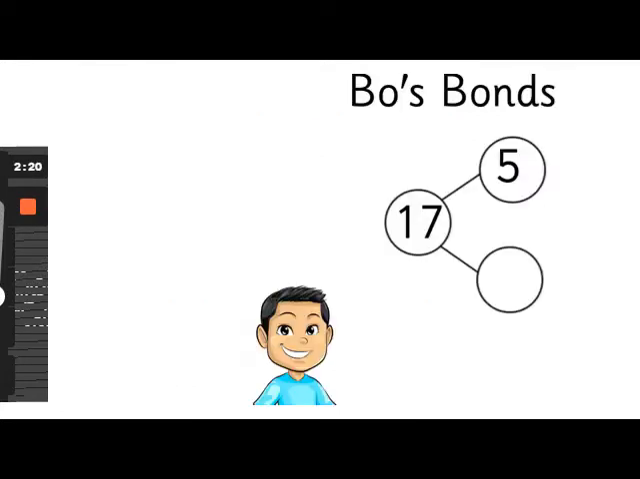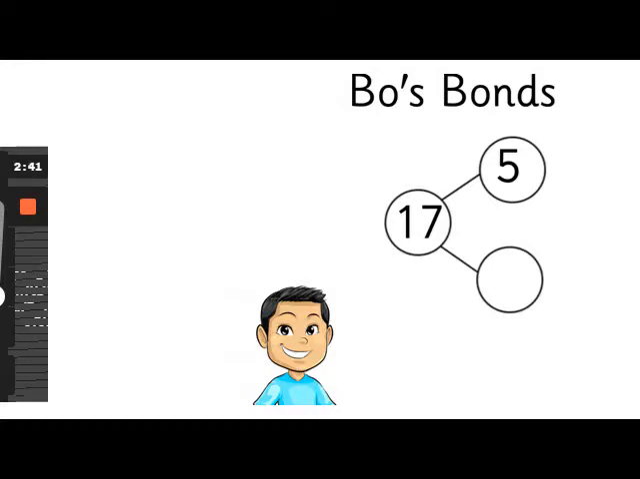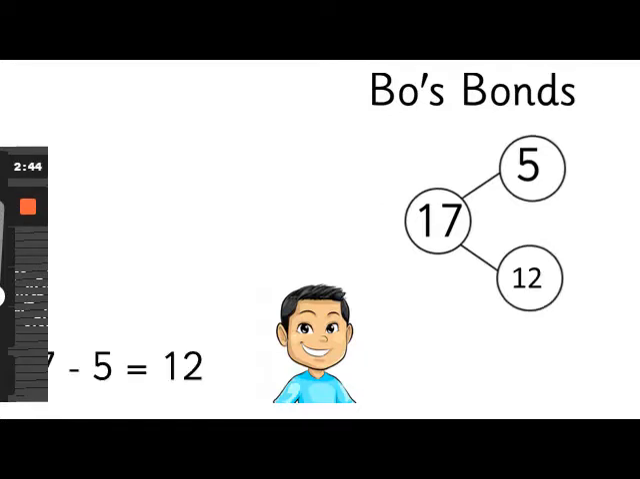Well done. Now we have got Bo's bonds, and Bo has got a part-part whole model. We know the whole is 17, and the part is 5, but we are missing that other part. Pause the video to see if you can work out what the other part is. Well done. I put 17 subtract 5 equals 12. Then we know that the missing part is 12.